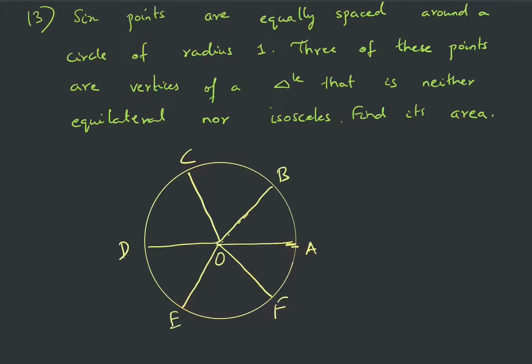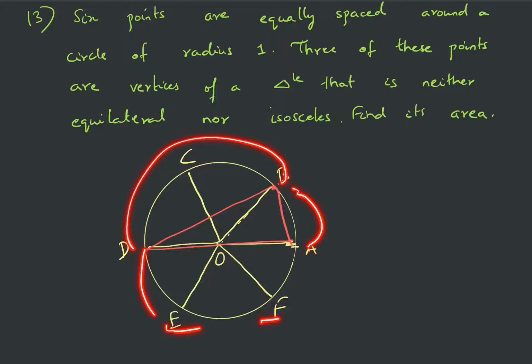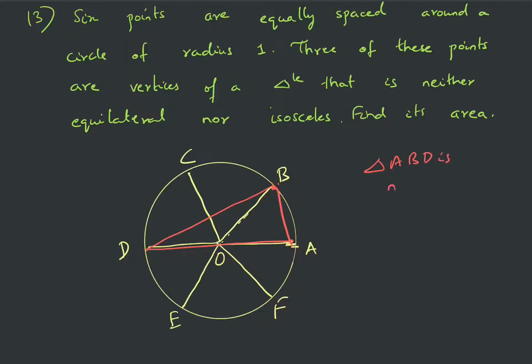So how can you select a triangle which is neither equilateral nor isosceles? For that, I am taking AB, then BD, and the other side is DA. This is just one gap, that is 60, this is 2 times, that is 120, and this is 3, that is 180. So I am taking the points plus 1, plus 2 and plus 3. Then this triangle ABD is neither equilateral nor isosceles.